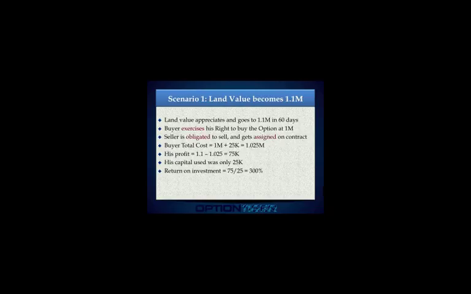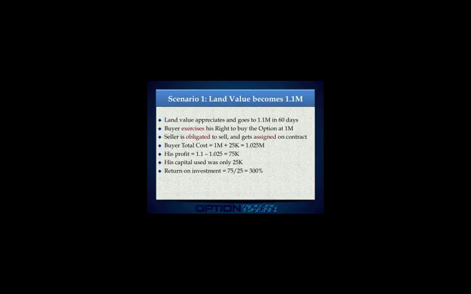We are now going to look at three different scenarios. In scenario 1, in 60 days, let's say the price of land jumps to $1.1 million. So the buyer has been observing the prices of land in that area as part of his due diligence process and notices that land prices are going up nicely. The current market price of that piece of land is close to $1.1 million.